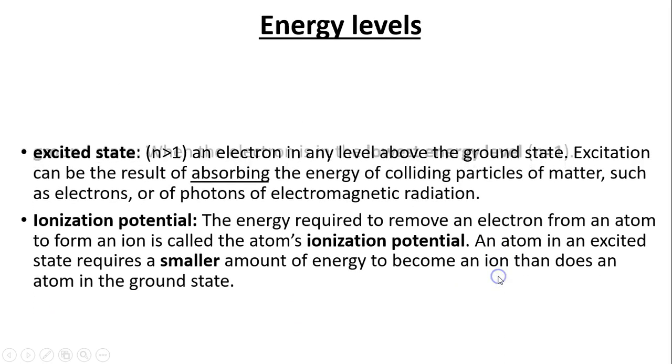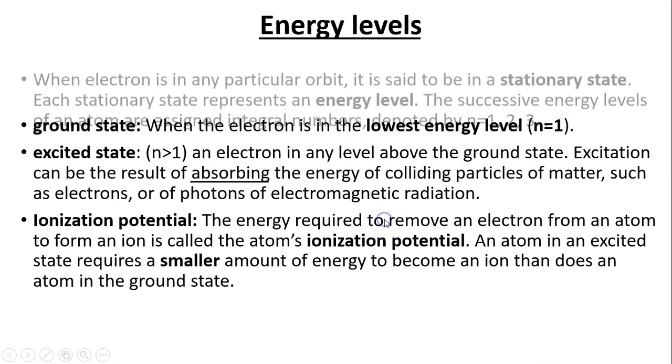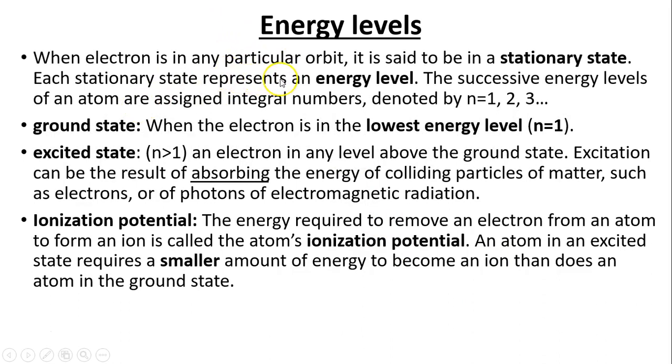Let's talk about more energy levels. When an electron is in a particular orbit, it is said to be in a stationary state. Each stationary state is an energy level. The ground state is the lowest energy level. Excited state is any state above the ground state. And there is an ionization potential, which means the energy needed to escape the atom, become ionized, where energy becomes 0.